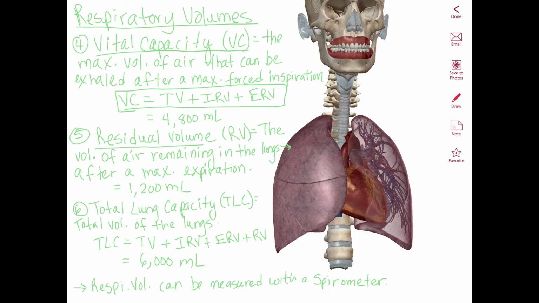Next is the residual volume, or RV, which is the volume of air remaining in the lungs after a maximal expiration. And the residual volume normally is 1,200 milliliters. And lastly, we have the total lung capacity, or TLC, which is the total volume of the lungs, calculated as TLC equals TV plus IRV plus ERV plus RV. And this volume equals 6,000 milliliters. And in general, the respiratory volumes can be measured with a spirometer.